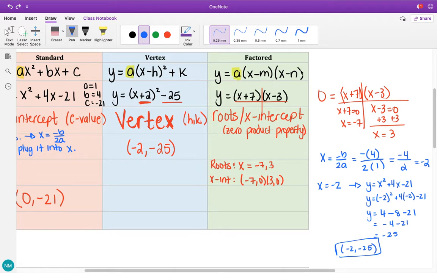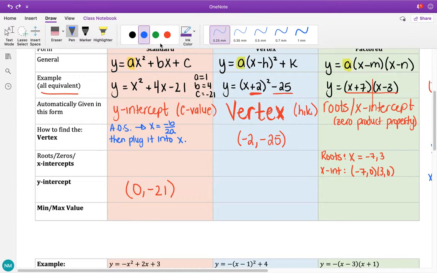Okay, let's stick with standard form for now. So we found our vertex, negative b over 2a. How do we find our intercepts? Well, if it's in standard form, you have two ways. You can either factor or use the quadratic formula.